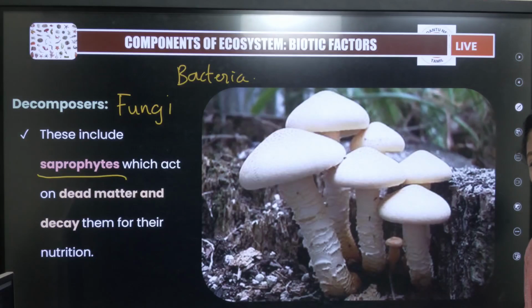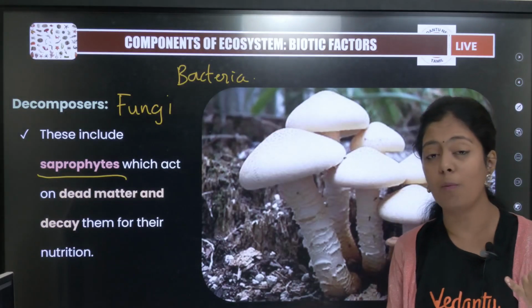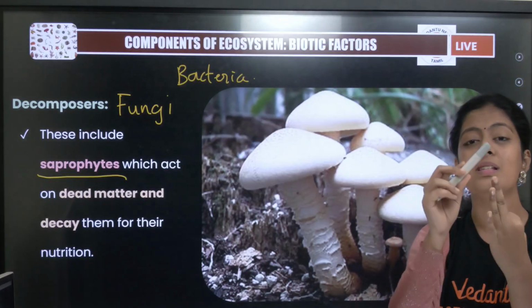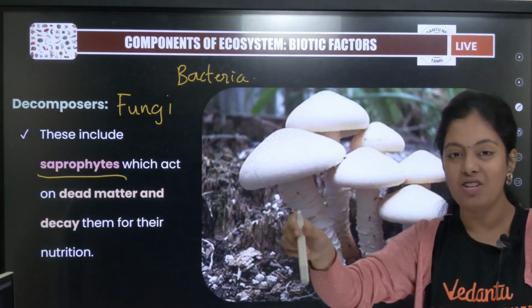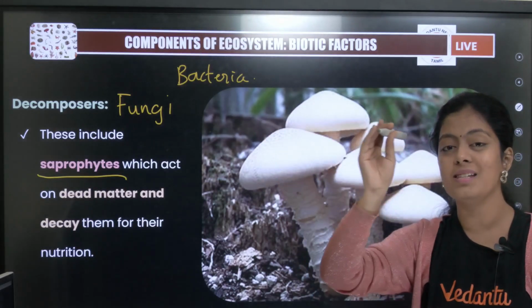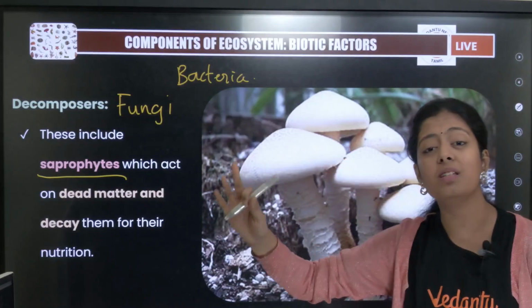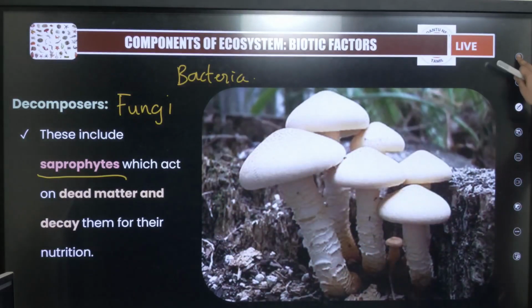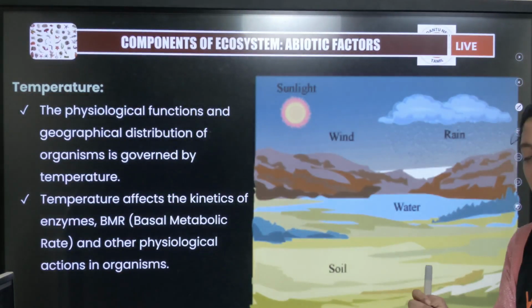So we have finished the biotic components. What are the biotic components? Producers, consumers, decomposers. All of you put it in the chat section. Now let us go into the abiotic components.